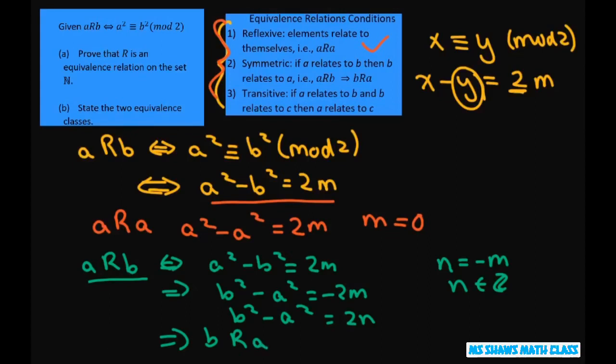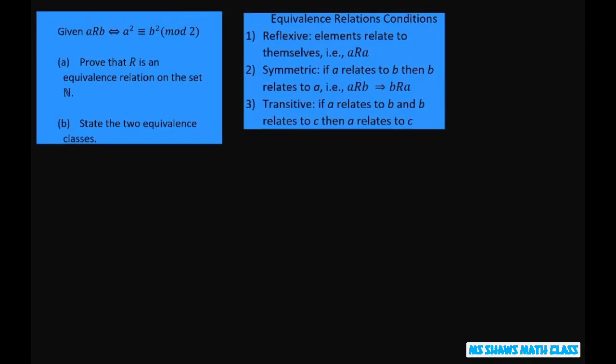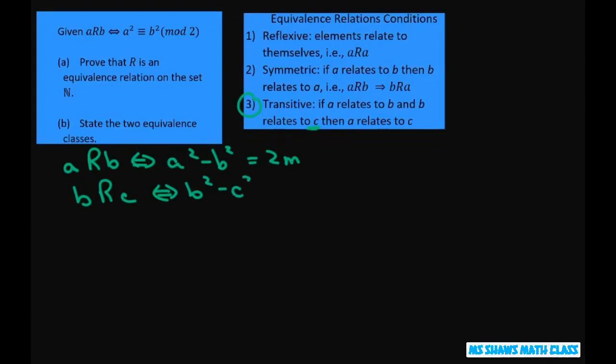All right, now we have to do the transitive part. So for the transitive part, we have to make up some values. So let's do A is related to B if and only if A squared minus B squared equals 2m. And we can also say B is related to C. We're going to have to add a C to do transitive. If and only if B squared minus C squared equals 2, let's call it n. m and n are integers. All right. So now let's add all this together.